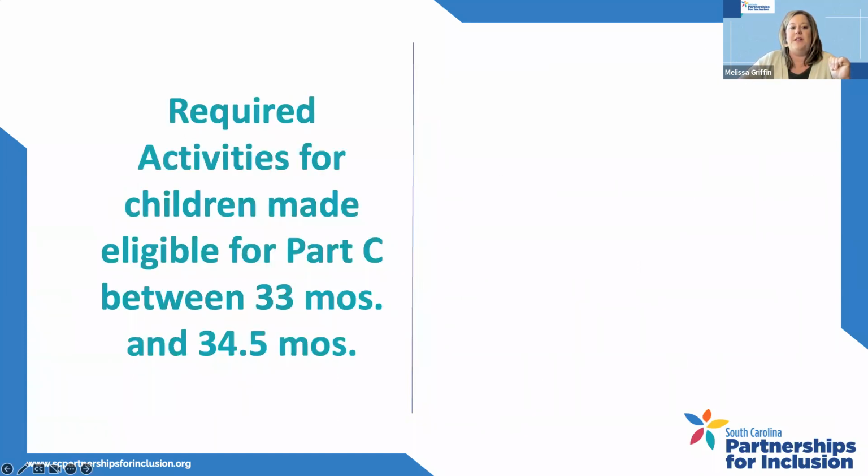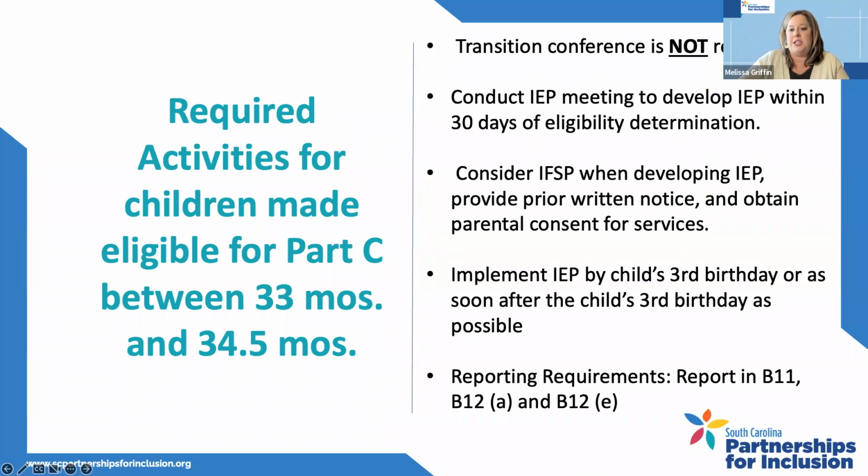Next, we have those kids that come in between 33 months and 34.5 months. And for those kids, the transition conference is actually not required. You would conduct the IEP meeting to develop the IEP within 30 days of eligibility determination. Again, consider the IFSP, provide written prior notice and obtain parental consent. Make sure that that child's IEP is implemented by the child's 3rd birthday. And this one will fall in reporting requirements B11, B12A, and B12E.